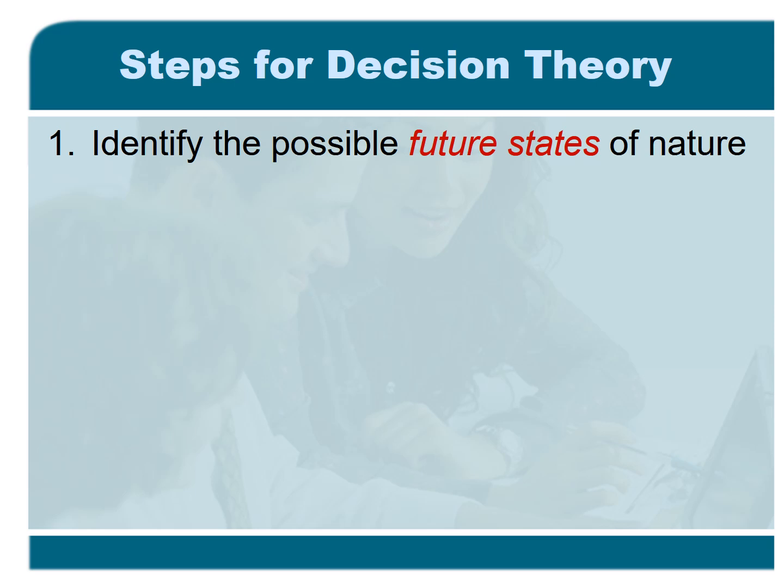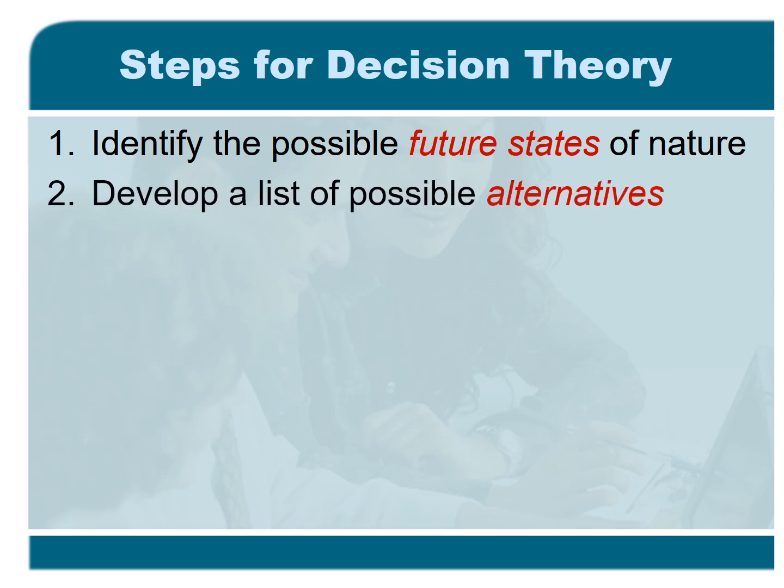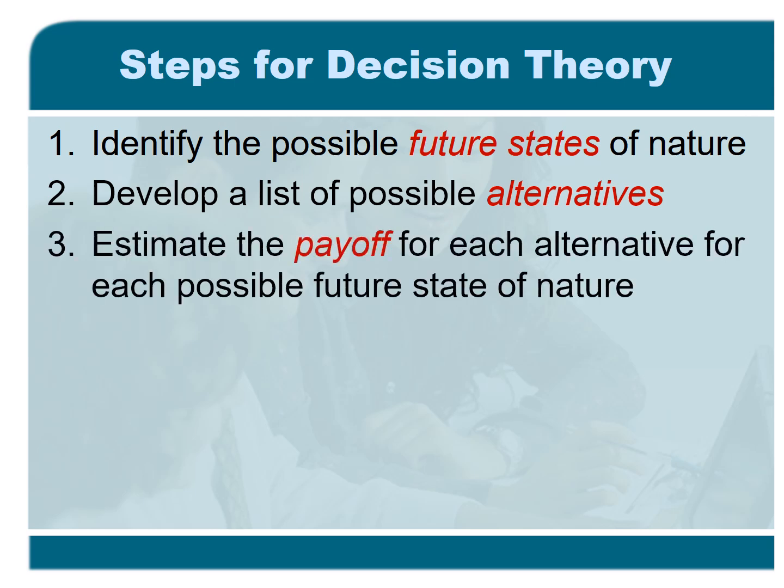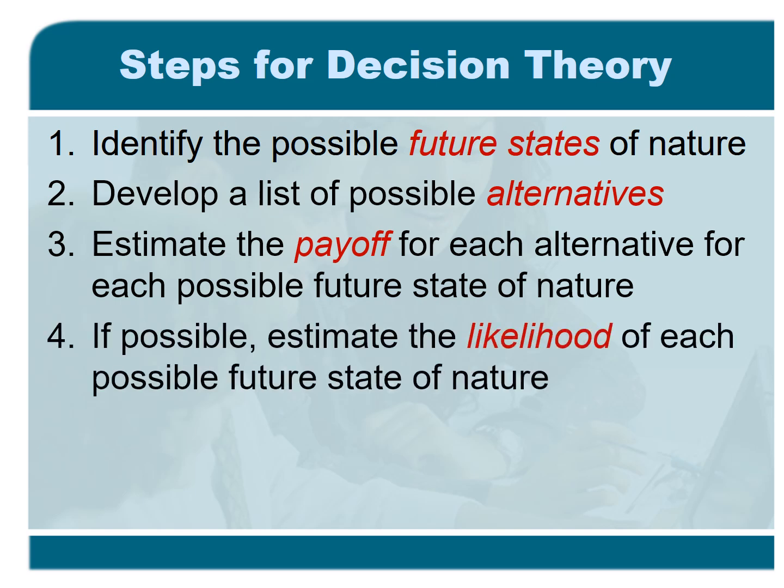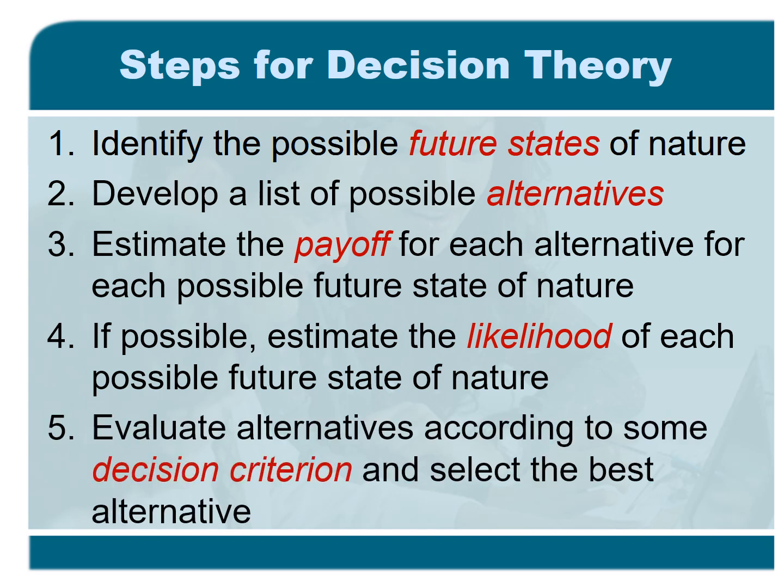So the steps are: first, identify the possible future states. Then develop a list of possible alternatives. Estimate the payoff for each alternative for each possible future state of nature. And if possible, estimate the likelihood of each possible future state of nature. Then evaluate the alternatives according to some decision criteria and select the best alternative.